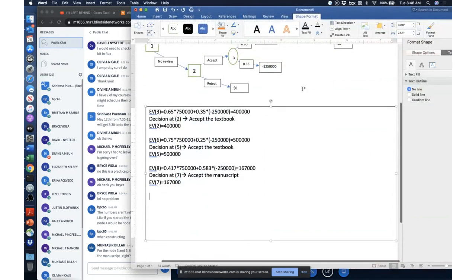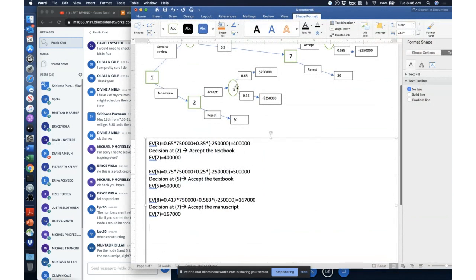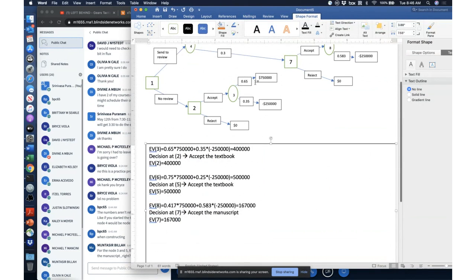At node 3, there is no decision. At node 3, you're calculating the expected value because node 3 is a state of nature. This is what you face after you decide to accept the manuscript: either the textbook will be successful or it will not be successful. You don't know which one is going to happen, so there is no decision here. Only when you have a square box do you have a decision. With the circle, the state of nature, there is no decision. This is not under your control.